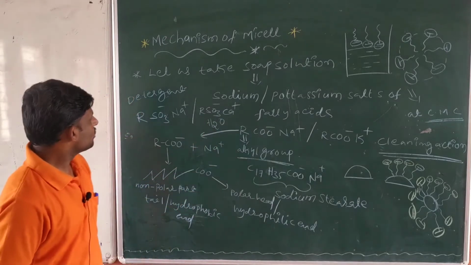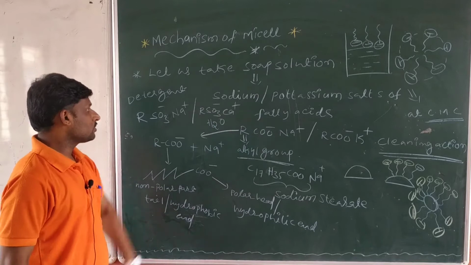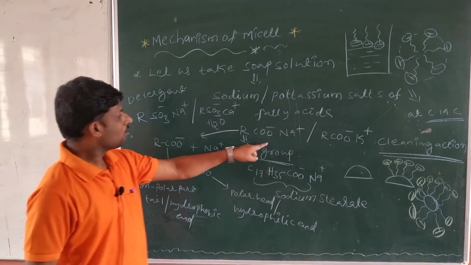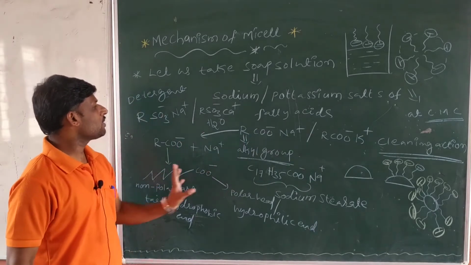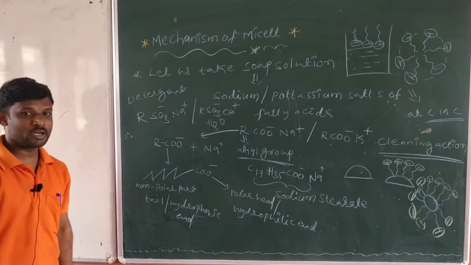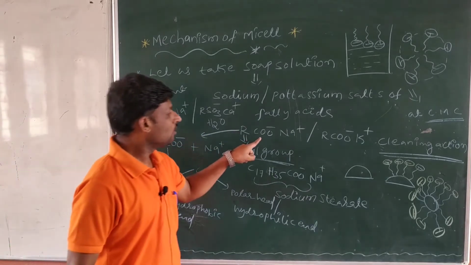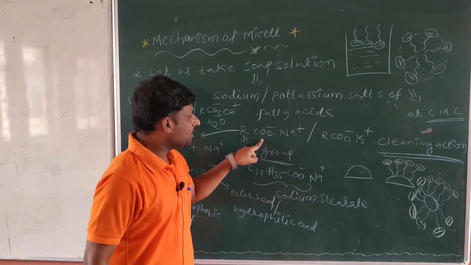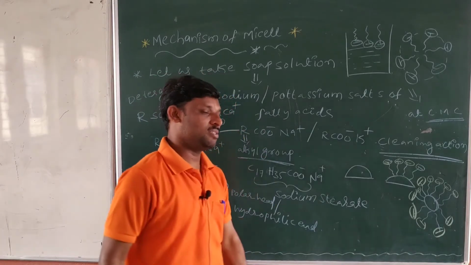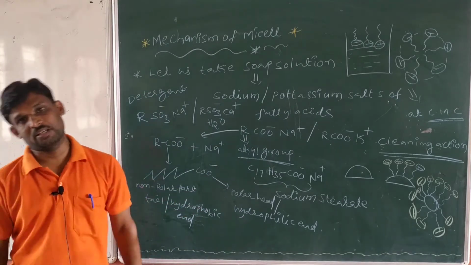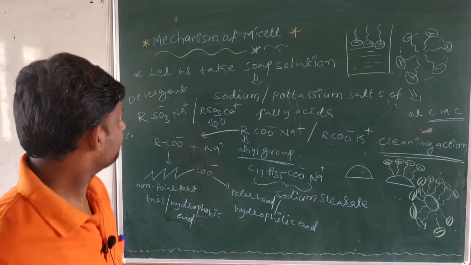Detergent is a sodium or calcium salt of sulfonic acids, but in soap it is fatty acids. That is the only difference, so the remaining mechanism is the same. As usual, detergent and soap clean the clothes by the micelle mechanism. Are you getting my point? So now we'll go to the next point.